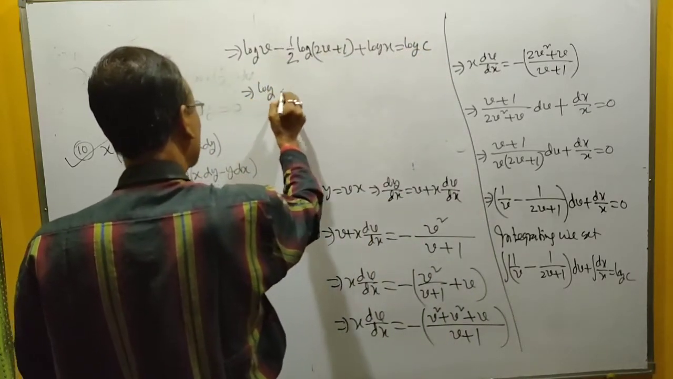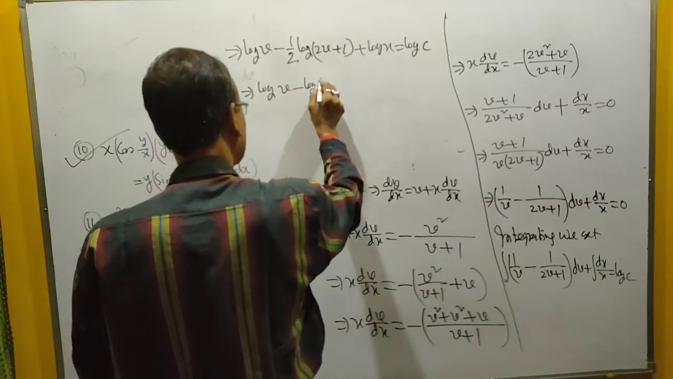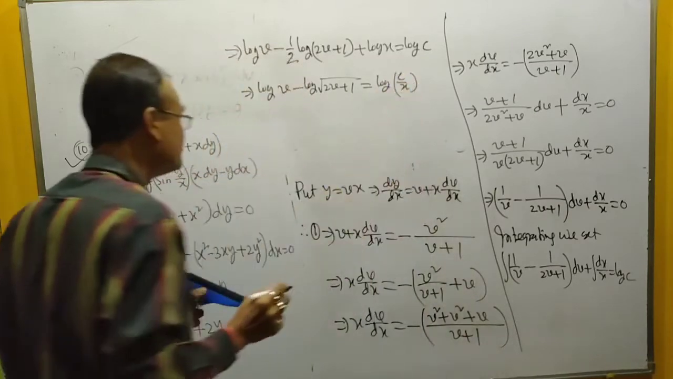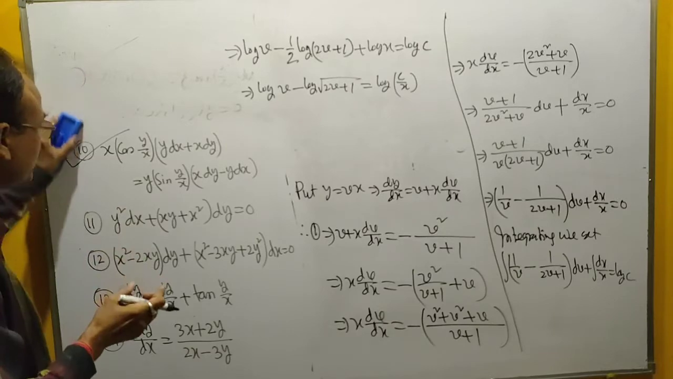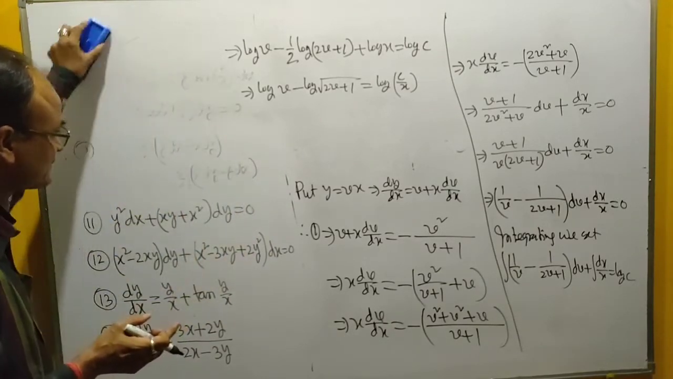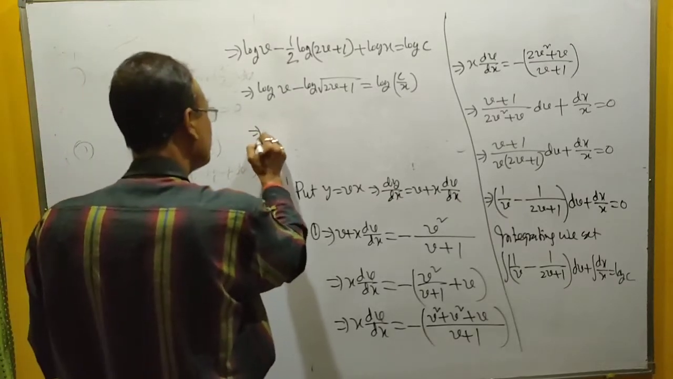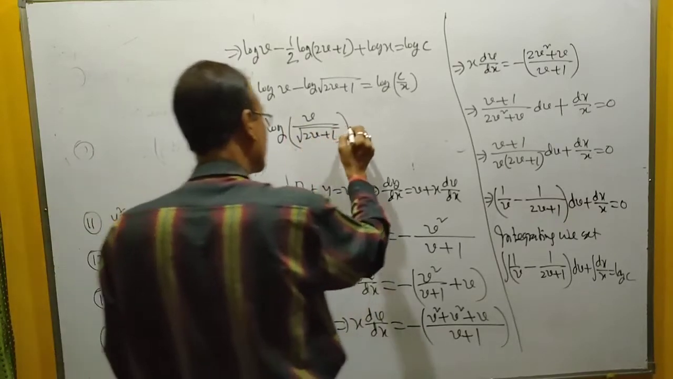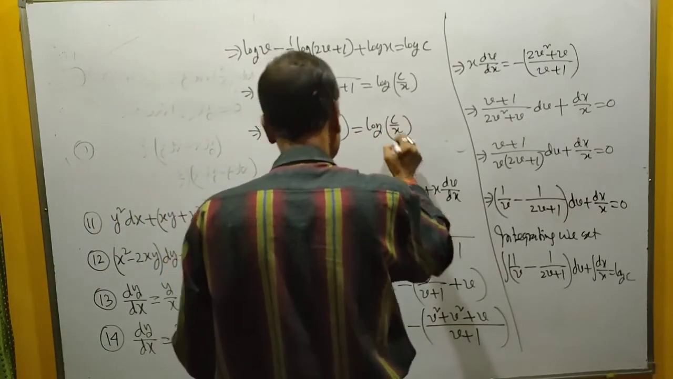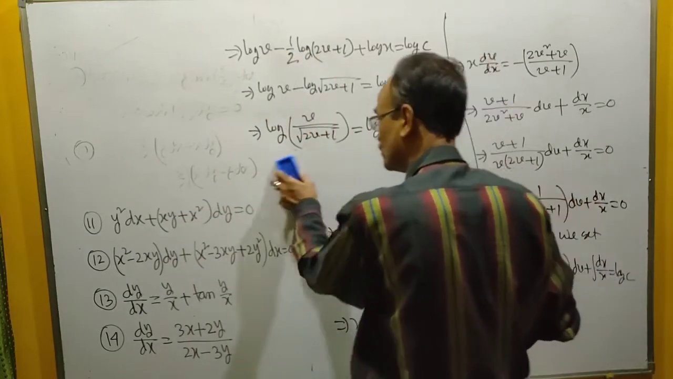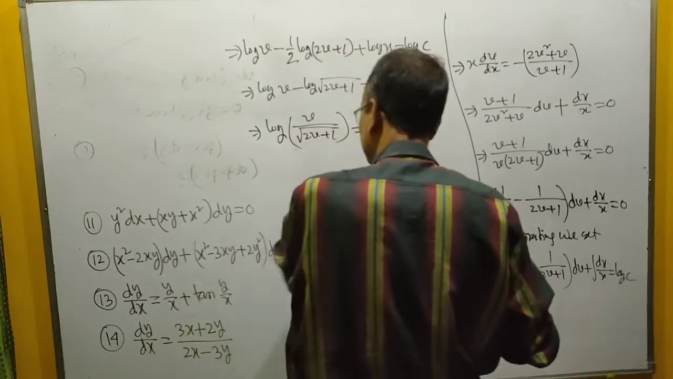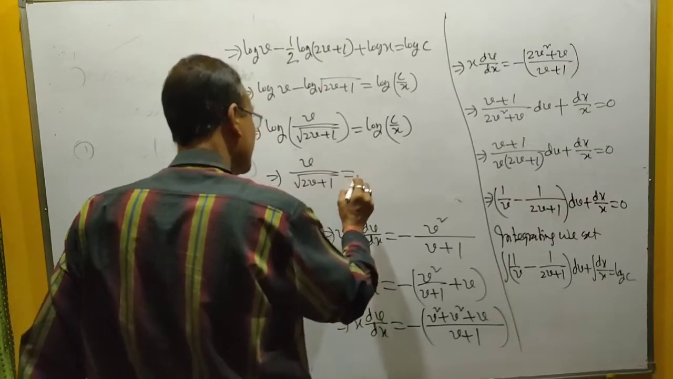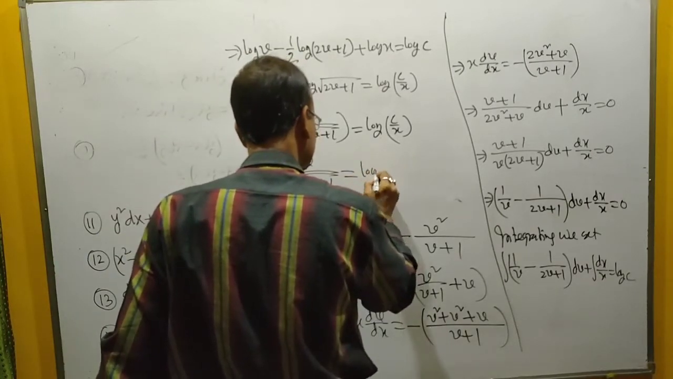Or log of v minus log root of twice v plus 1 equal to log of c by x. This means log of v divided by root of twice v plus 1 is equal to log of c by x. You get this one. This means v by root of twice v plus 1 equal to c by x.